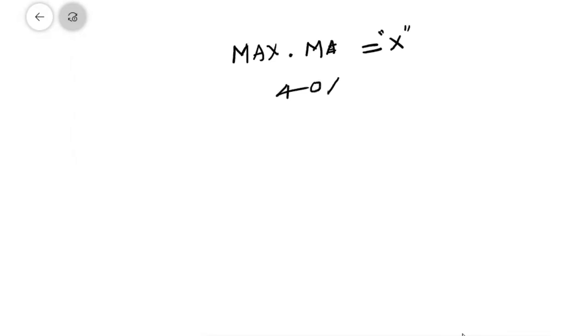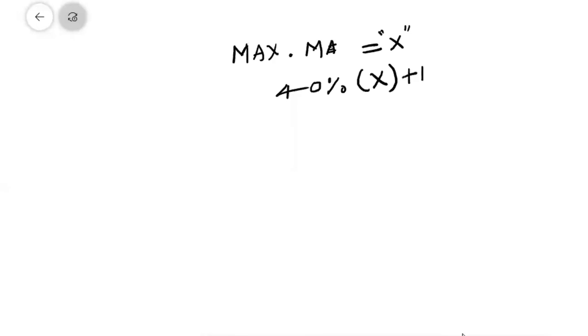Point number 1: if you want to solve this, first you should know the maximum marks. I don't know the maximum marks, so let me assume the maximum marks are X. Candidate A got 40% of the maximum marks, so 40% of X. And he got 10 marks more than the pass mark.